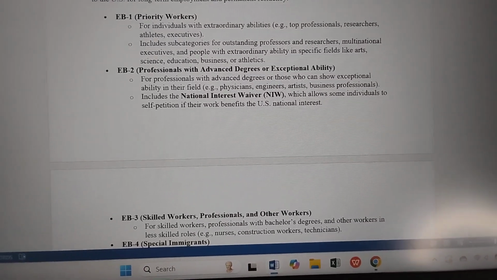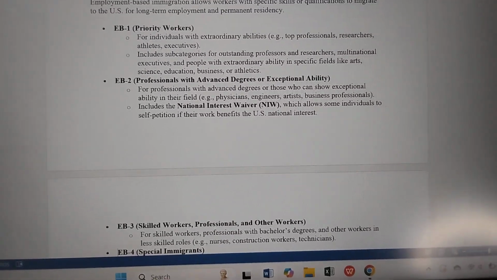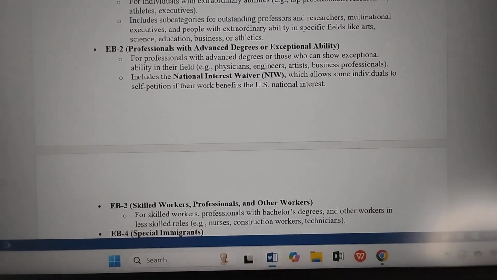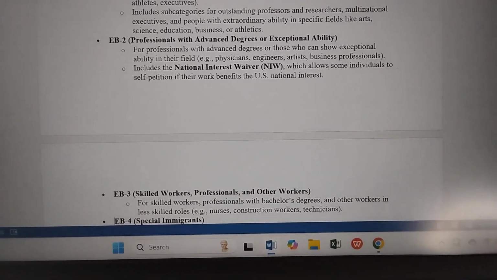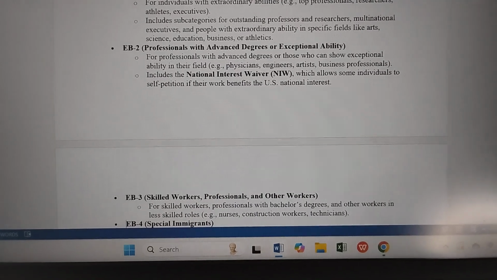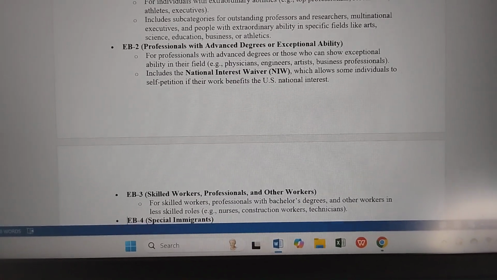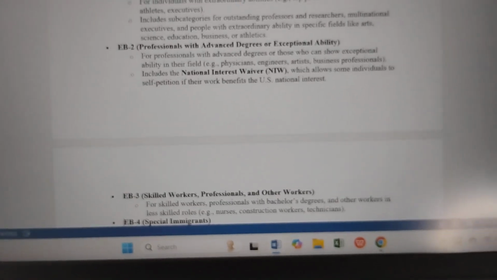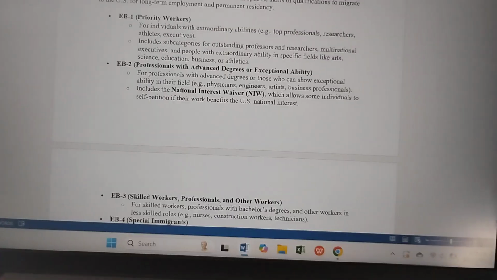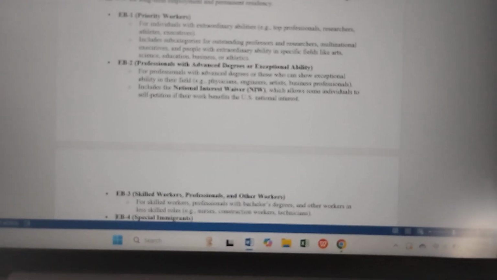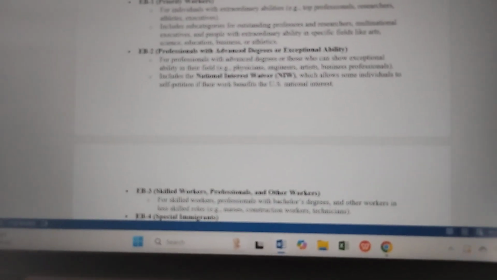For professionals with advanced degrees or those who can show exceptional ability in their field, either physicians, engineers, artists, business professionals, it includes the national interest waiver, the NIW, which allows some individuals to self-petition their visa and also be able to come to the United States and work there. Now, that is the EB2 visa.